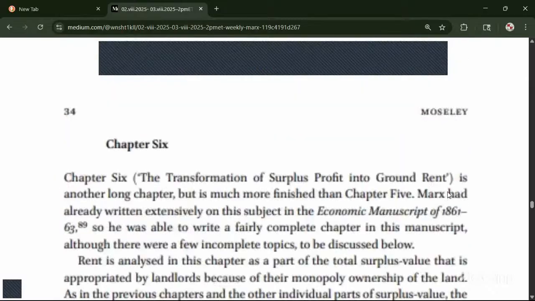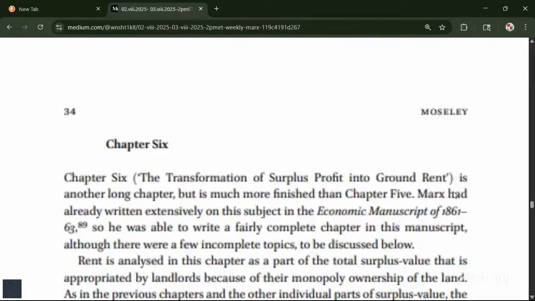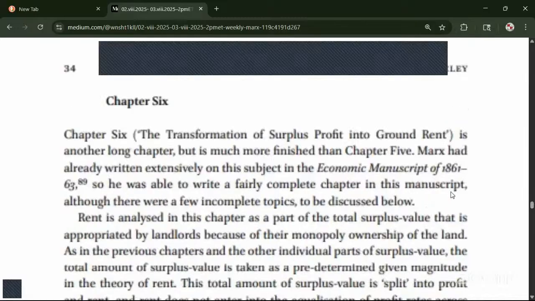Chapter 6, page 34. The transformation of surplus profit into ground rent is another long chapter, but it's more finished than Chapter 5. Marx had already written extensively on this subject in the economic manuscripts of 1861 to 63, footnote 89, so he was able to write a fairly complete chapter in this manuscript, although there were a few incomplete topics to be discussed below. Rent is analyzed in this chapter as a part of the total surplus value that is appropriated by landlords because of their monopoly ownership of the land.